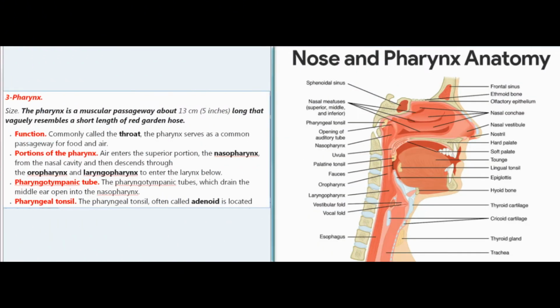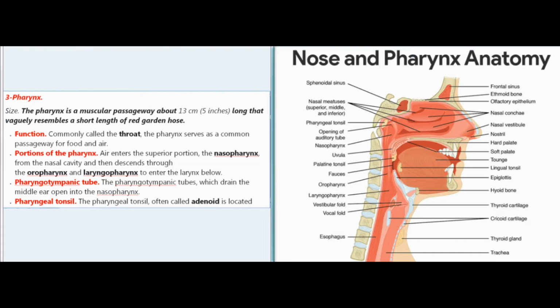3. Pharynx. Size. The pharynx is a muscular passageway about 13 centimeters, 5 inches, long that vaguely resembles a short length of red garden hose. Function. Commonly called the throat, the pharynx serves as a common passageway for food and air. Portions of the pharynx. Air enters the superior portion, the nasopharynx, from the nasal cavity and then descends through the oropharynx and laryngopharynx to enter the larynx below.